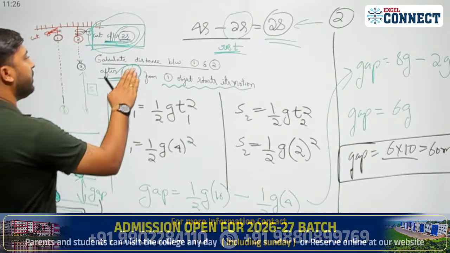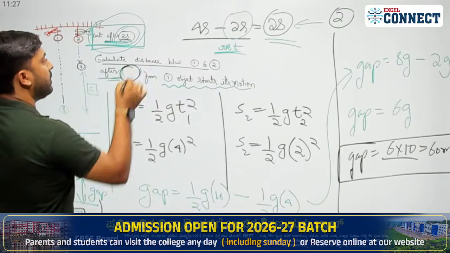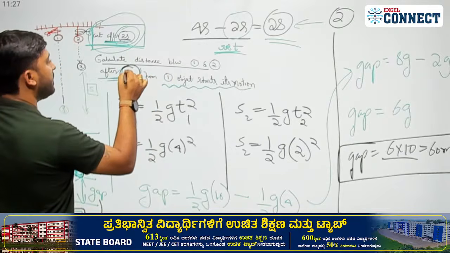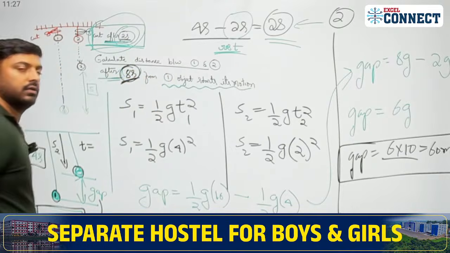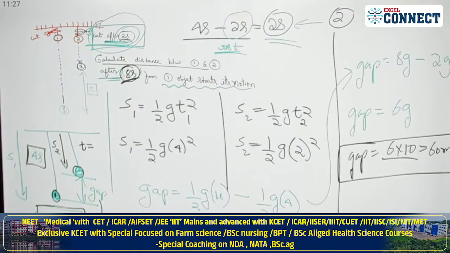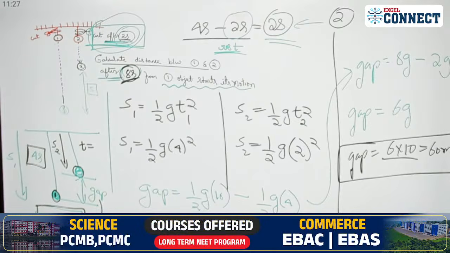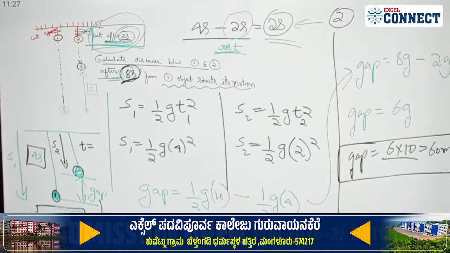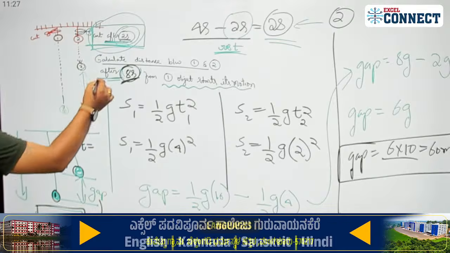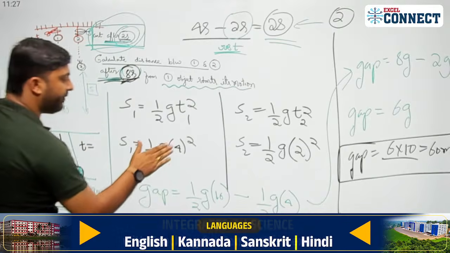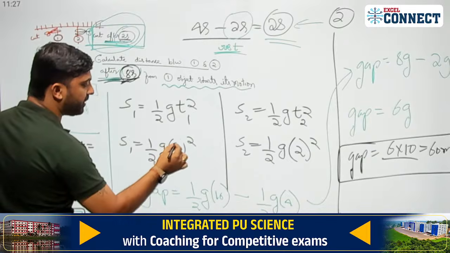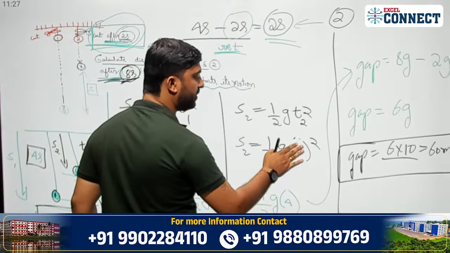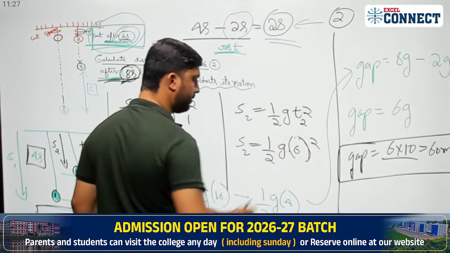So what if they have asked us the distance between 1 and 2 after 8 seconds? If they ask what is the gap of object between 1 and 2 after 8 seconds, so what is the time taken by first object? Time taken by first object is 8 seconds. And what is the time taken by second object? It is 6 seconds.